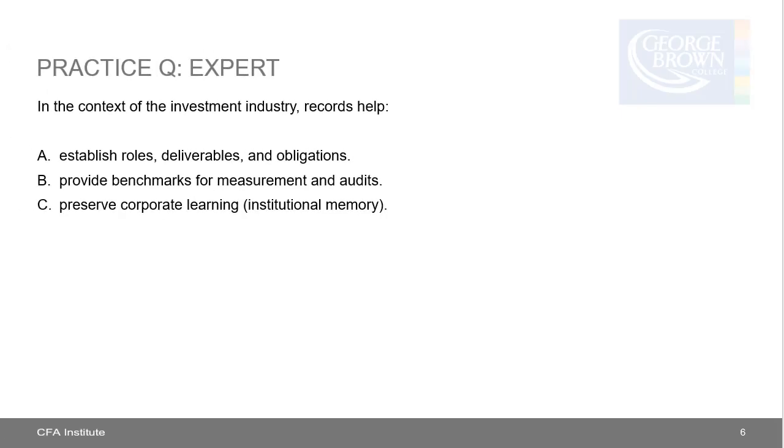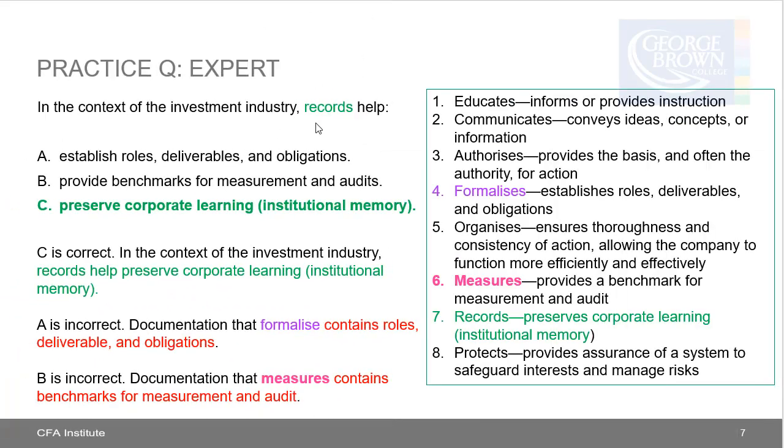So a quick question from the learning ecosystem at the expert level. And the question is, in the context of the investment industry, records help A, establish roles, deliverables, and obligations, B, provide benchmarks for measurements and audits, or C, preserve corporate learning, institutional memory. Okay, you can see the correct answer is C, records help preserve corporate learning, and this is just coming from the 8 objectives of documentation.